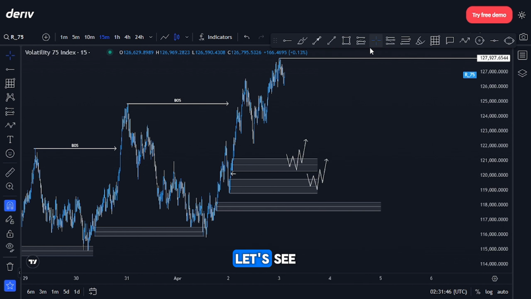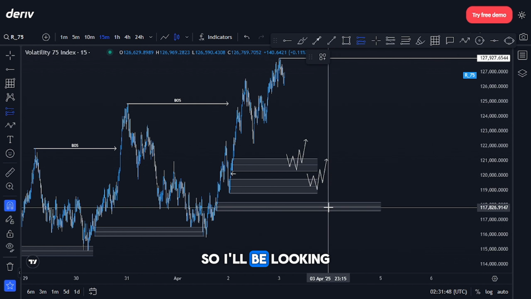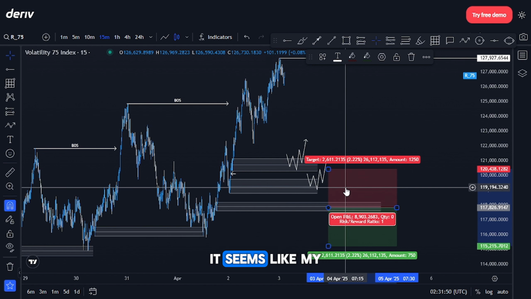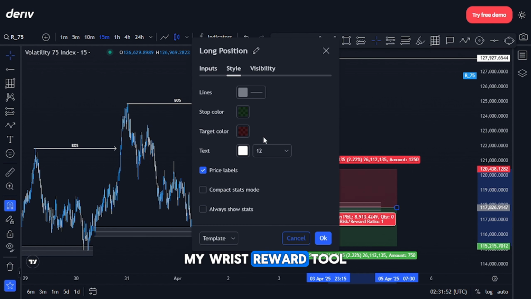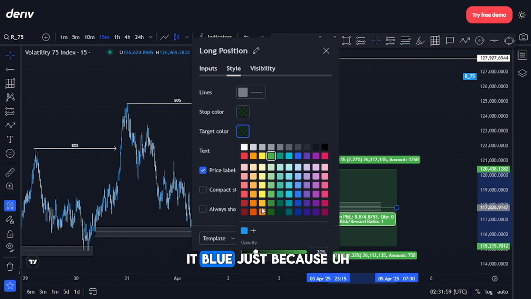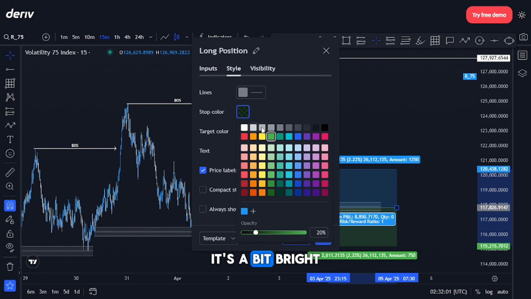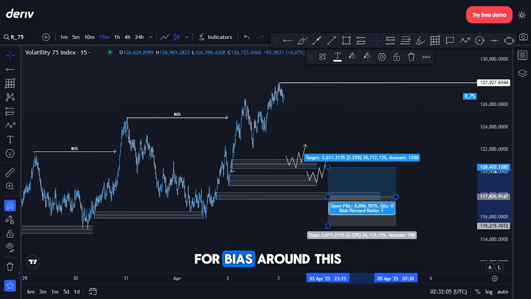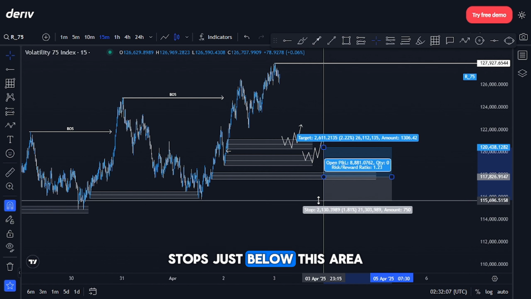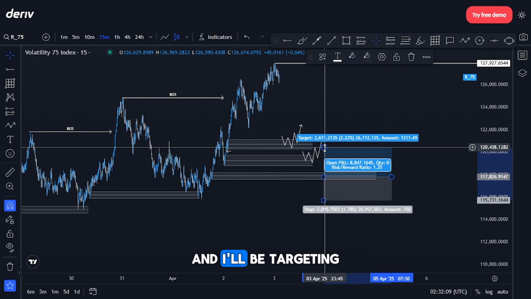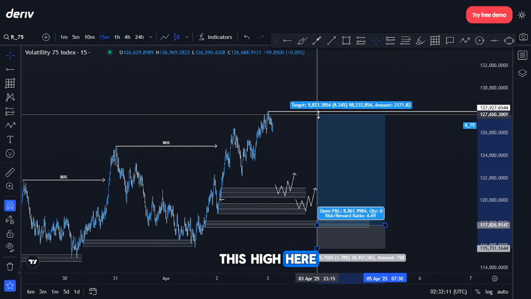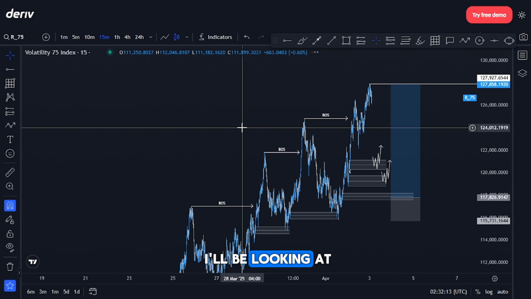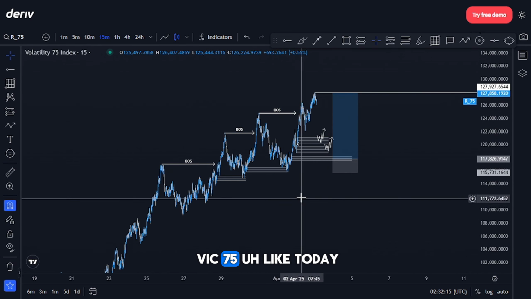Sorry about that. So I'll be looking for longs around here. It seems like my risk to reward tool is all over the place. The target should be green, and let me just make it blue, just because it's a bit bright. So as you can see right there, I'll be looking for buys around this area here, stops just below this area, and I'll be targeting this high here. So this is how I'll be looking at VIX 75 today.